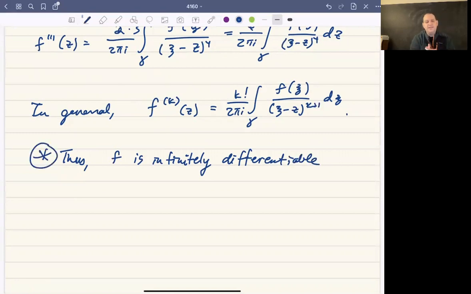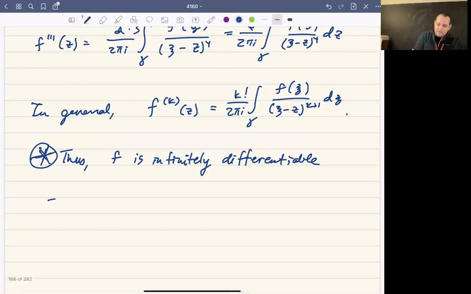This is in stark contrast to the way that functions of real variables work. If you have a function of a real variable and it's differentiable, it can be differentiable once, it can be differentiable 3 times, and maybe at a certain point it stops being differentiable. In the complex case, that doesn't happen. If you start with a holomorphic function, it turns out that that function is infinitely differentiable. You can differentiate it as much as you want. That's a big deal. We're going to use that over and over.